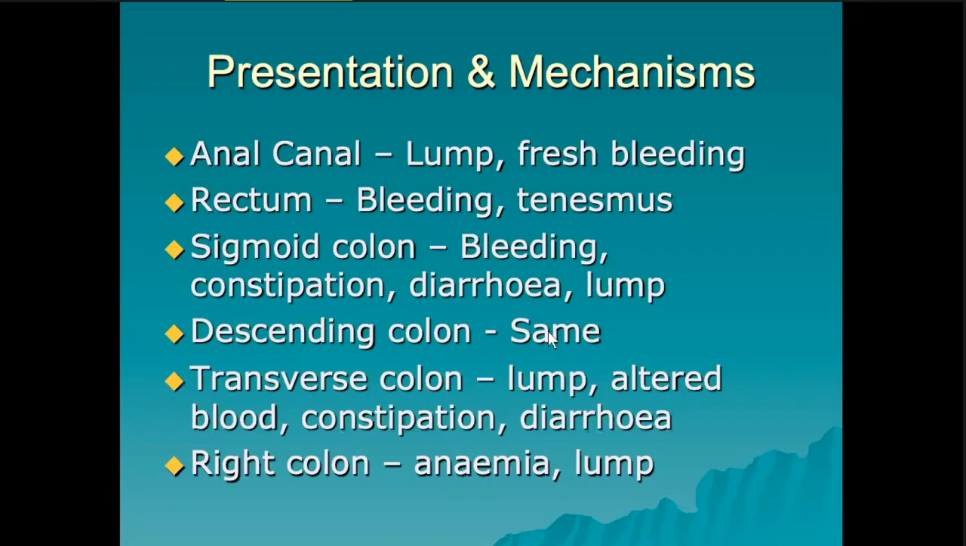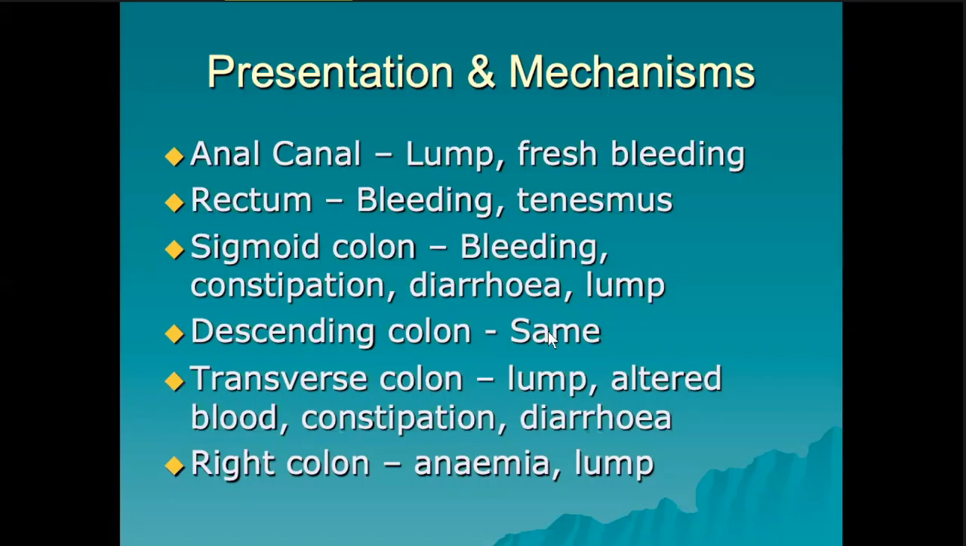Then with the descending colon, the symptoms are similar, except that you will not feel a lump because most of the descending colon is under the cover of the rib cage, right? So there you can't feel a lump. Transverse colon also sometimes there may be a lump. There may be altered blood in the stool because now the blood is coming from a higher level, right? So there may be altered blood, and you can also have this constipation and diarrhea.